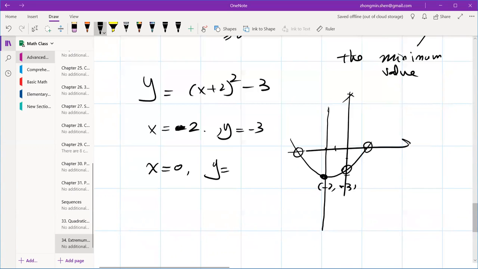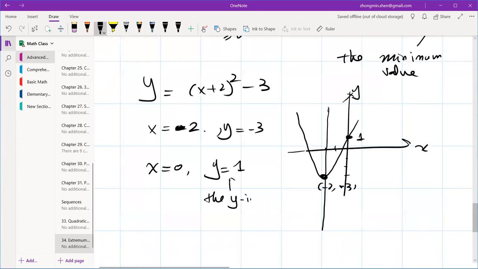Okay, so it's 1. So I have to redraw the graph because it looks like what I did is wrong, right? So it looks like that, not sharper. Okay, so this is the 1. When x equals 0, the y value is 1. So this is going to be the so-called y-intercept. Right, the y-intercept.